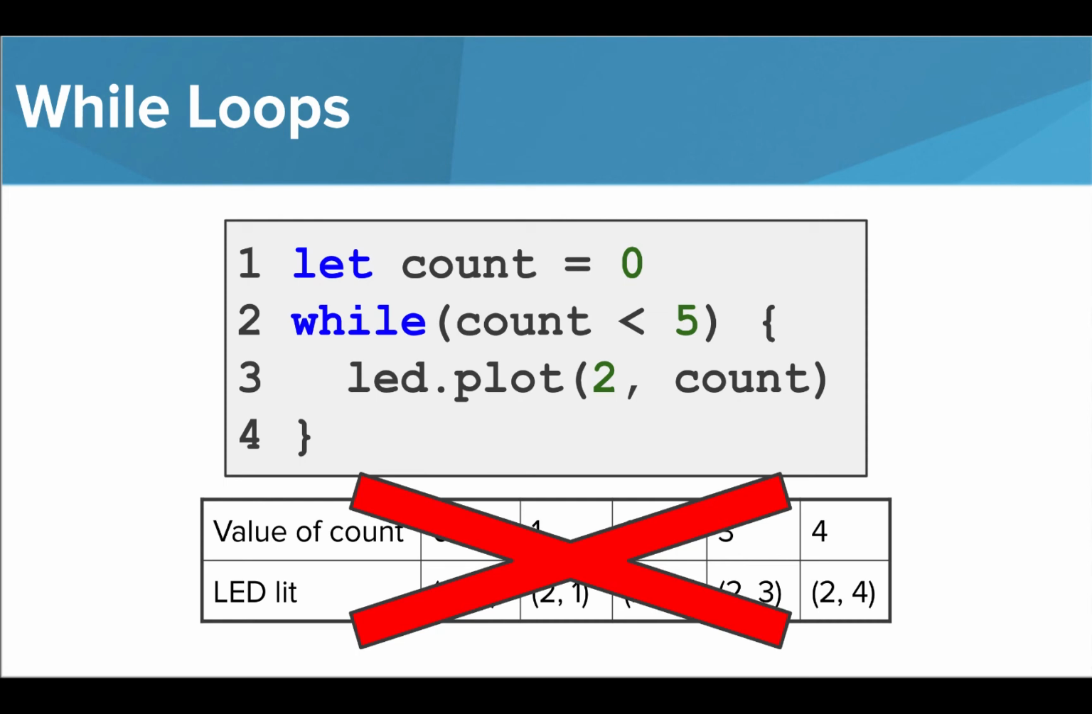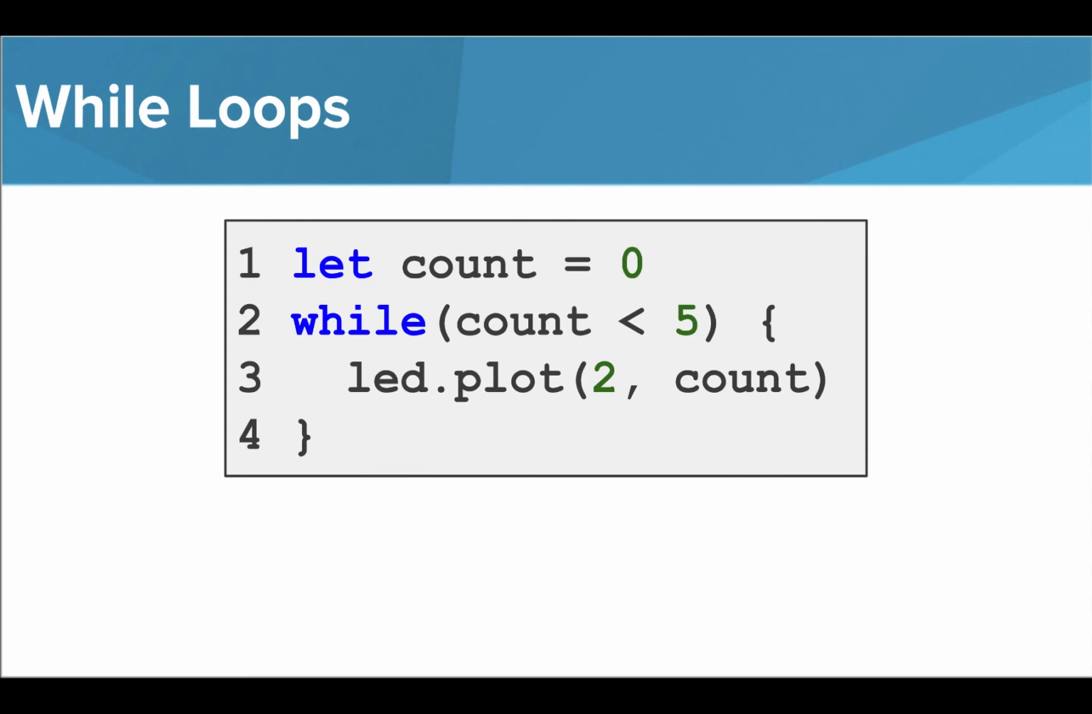Let's see why not. On the first iteration, count is set to 0, which is less than 5, so the LED at coordinate 2, 0 is lit. When the condition is checked again, the variable count has not changed. It is still 0, so the same LED is lit, and this will continue forever because the condition will always be true. This is called an infinite loop and is something that we need to try to avoid.